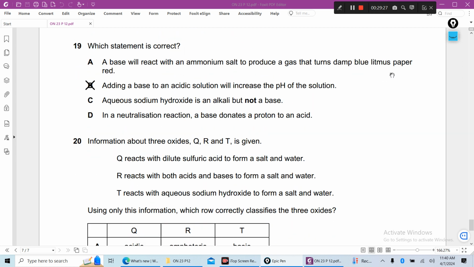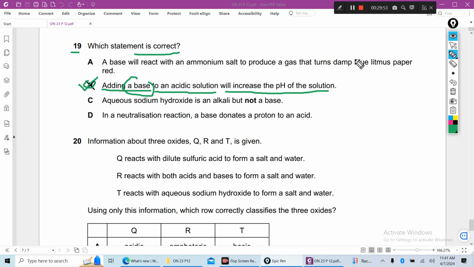Question 19. Which statement is correct? B is the correct answer. Adding a base to an acid solution will increase the pH of the solution. Yes, if you add a base to an acid, which has low pH, meaning you add an alkali, the pH will increase. So B is the correct answer.